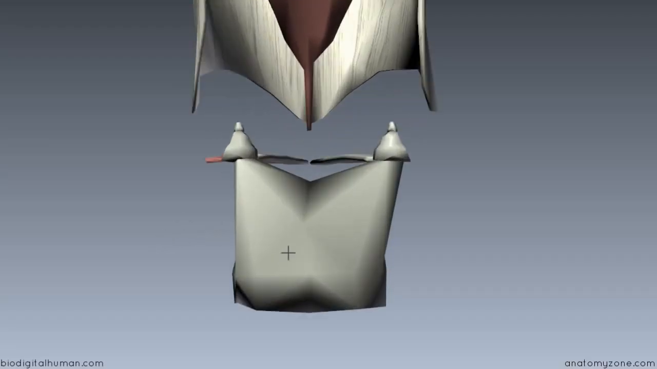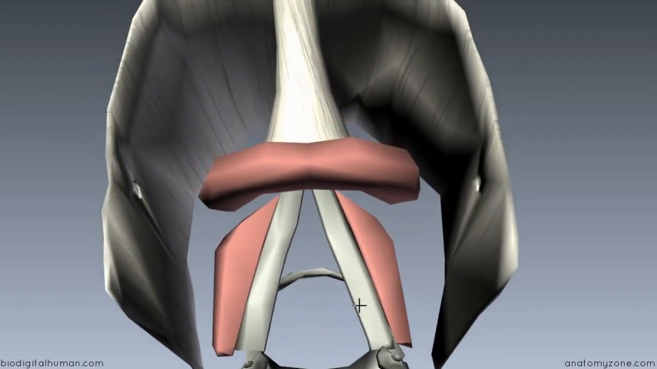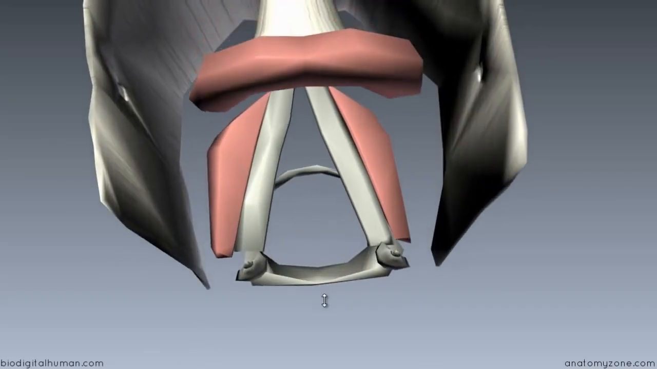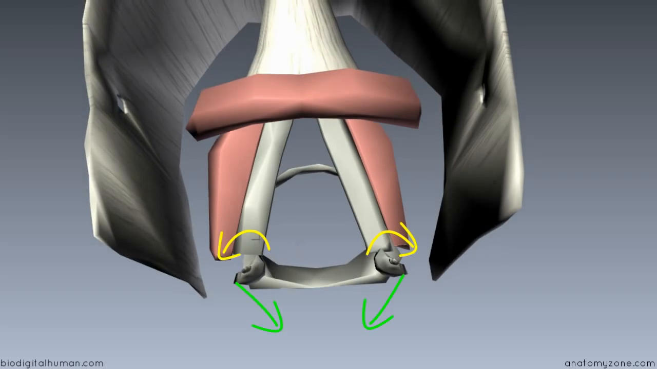Just coming back to the 3D model, if I rotate the model so we can look superiorly, you'll be able to see these two processes. You can see the process sticking anteriorly, the vocal process, and the muscular process sticking out posteriorly and laterally. The posterior cricoarytenoid muscle attaches onto this muscular process. What this does when it contracts is, if you imagine this muscular process being pulled around this way, it's going to swivel the arytenoid cartilages around on their axis. So it will laterally rotate the arytenoid cartilages.